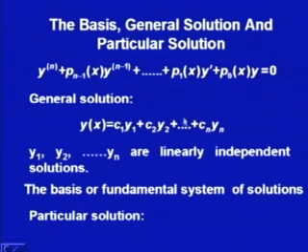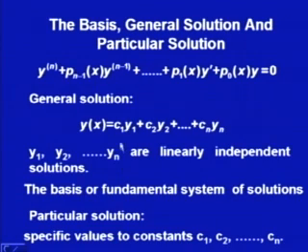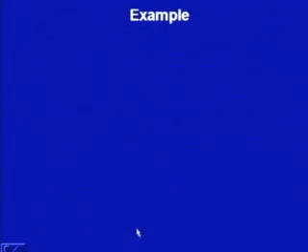Moreover, what would a particular solution be? When I give specific values to these constants C1, C2, ..., Cn, that solution is called a particular solution. It can be obtained by given certain conditions; we say that it satisfies certain conditions, so that I can find the values of C1, C2, ..., Cn.